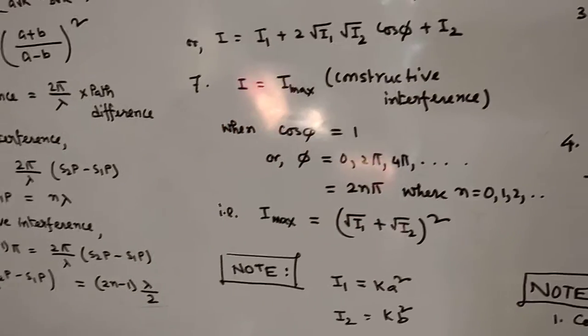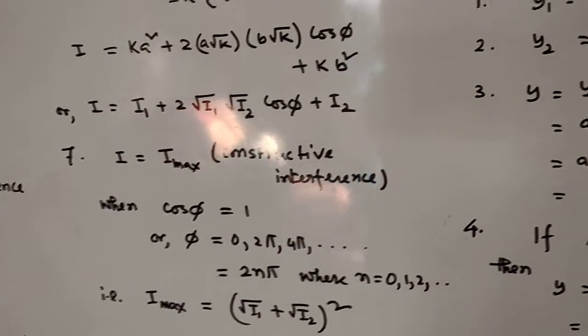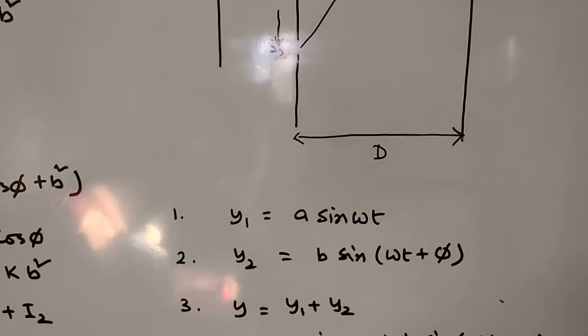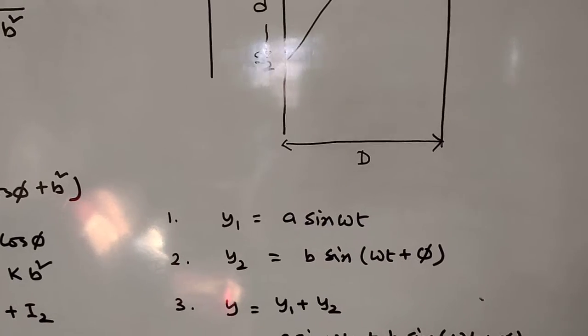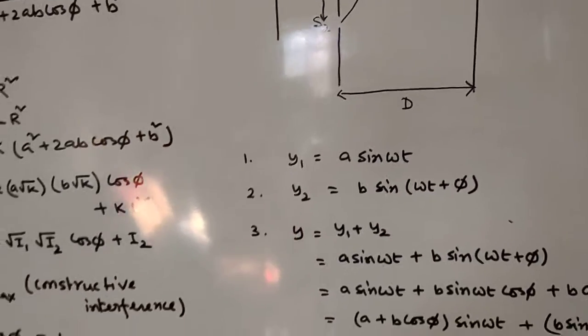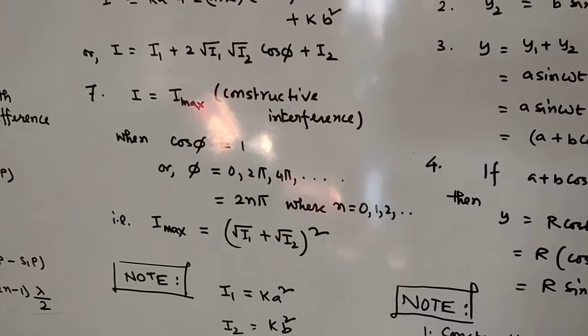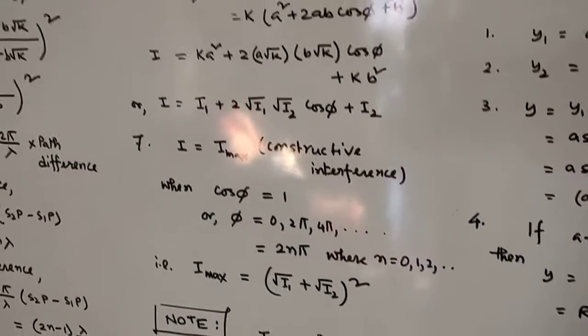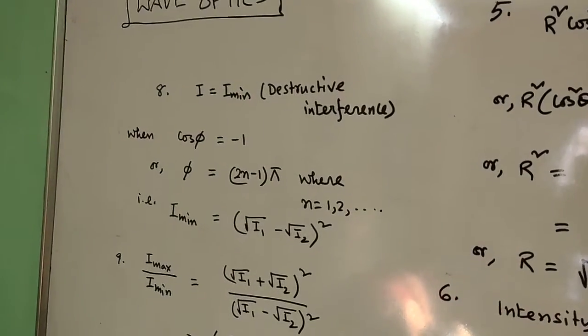Now the phase difference, that is phi. Phi is the phase difference between the two waves, isn't it? The phases are omega t and omega t plus phi, so the phase difference is phi. The phase difference for constructive interference is 2n pi, and the phase difference for destructive interference is (2n minus 1) pi.